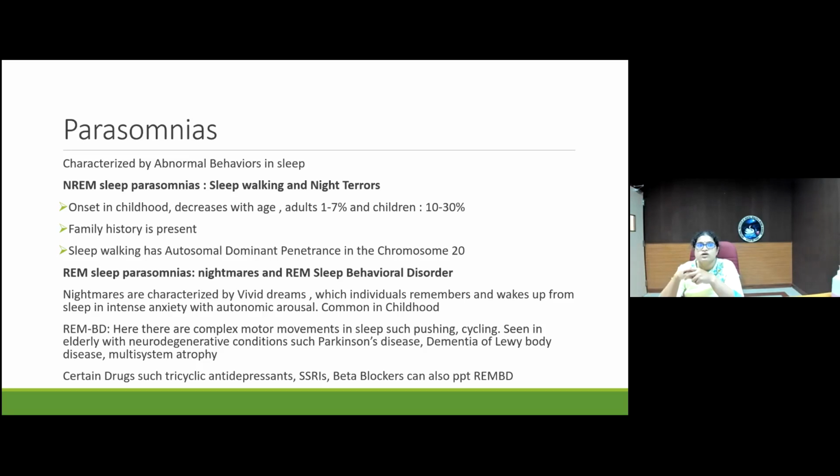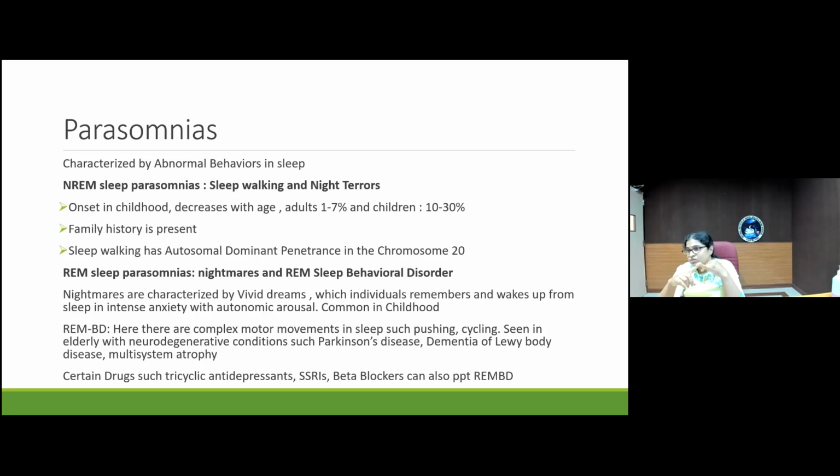Next, coming to the REM sleep parasomnias, nightmares and REM BD. Nightmares are basically characterized by vivid dreams in which the individual remembers, and wakes up from sleep in intense anxiety with autonomic arousal, common in childhood. As you can see, we have night terrors in NREM sleep parasomnias, and nightmares in REM sleep parasomnias. What is the difference between the two?